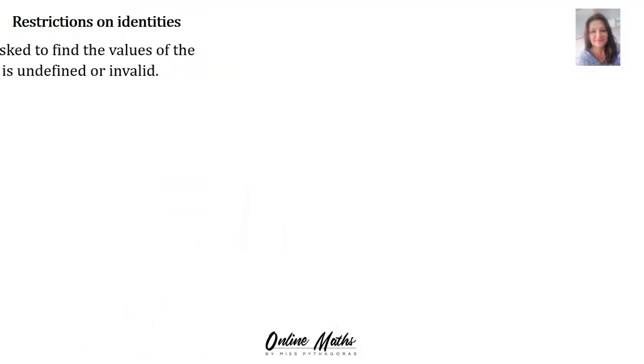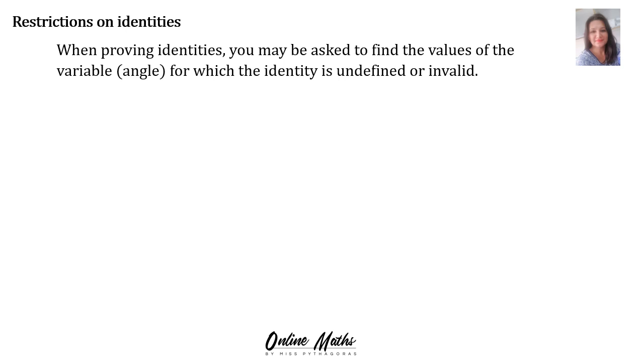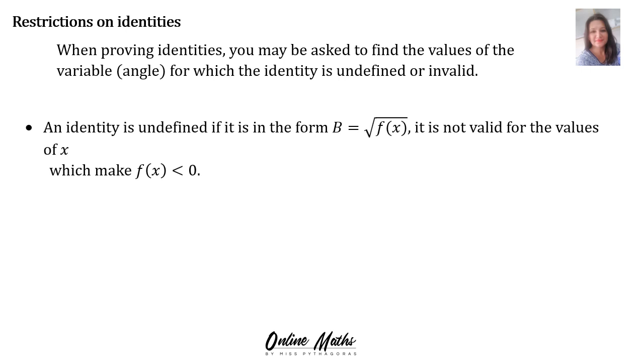Restrictions on identities. When proving identities, you may be asked to find the values of the variable, the angle, for which the identity is undefined or invalid. An identity is undefined if it is in the form b is equal to the square root of f of x, and it is not valid for the values of x which make f of x smaller than 0. That means there cannot be a negative under a square root.